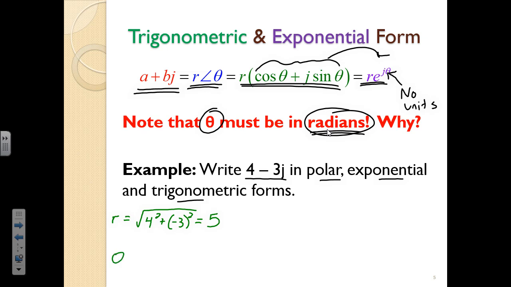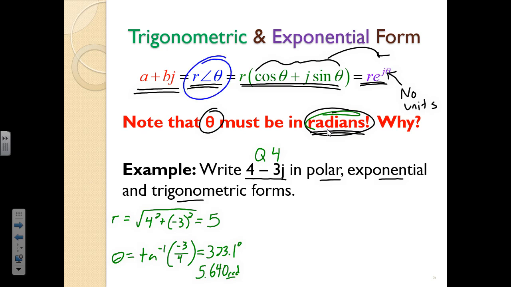And we also know our angle can be found by taking the inverse tangent of our imaginary component over the real component. Note our quadrant here, this is definitely in quadrant 4. And so if you take the arctangent of negative 3/4, you will get 323.1 degrees, which we have to be in radians here. And so that becomes 5.640 radians. I'm putting radians on there, but remember that is a dimensionless unit. Now that we know r and theta, this is going to be pretty easy.